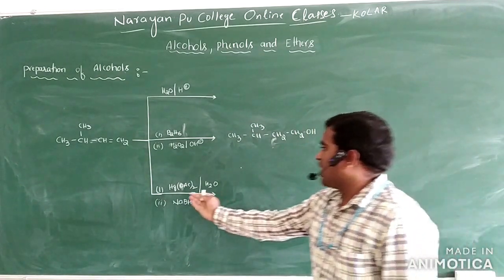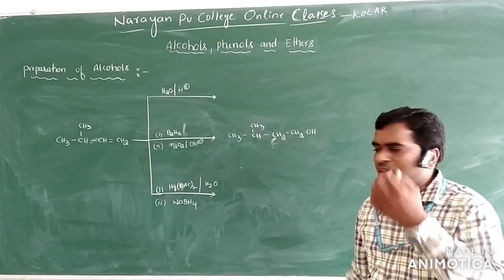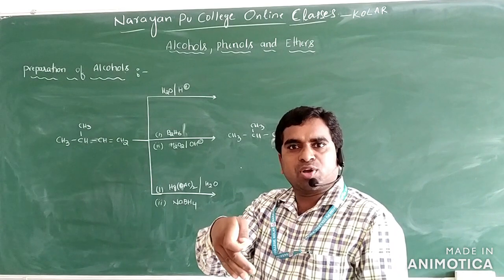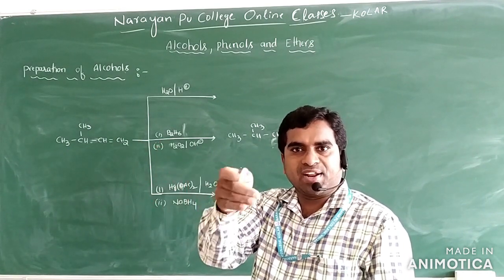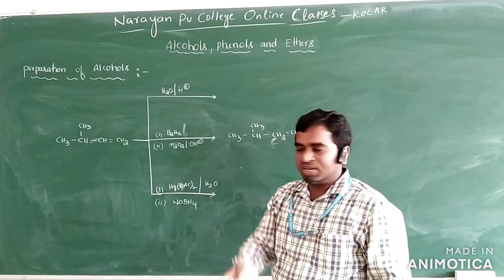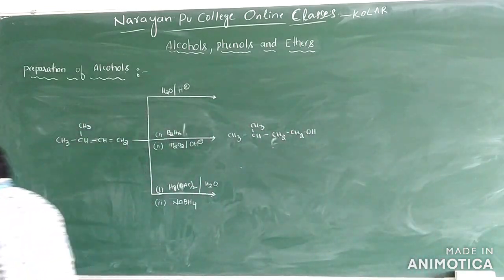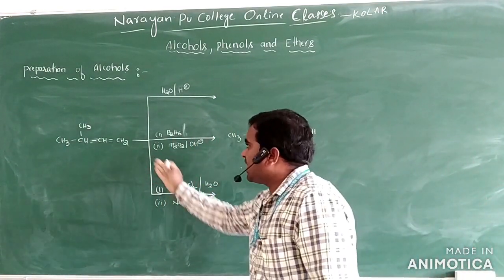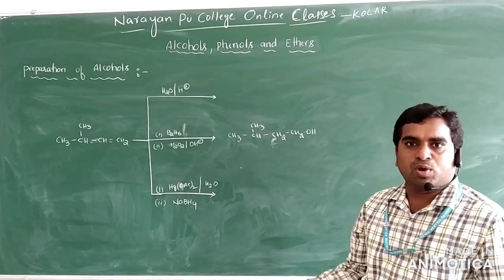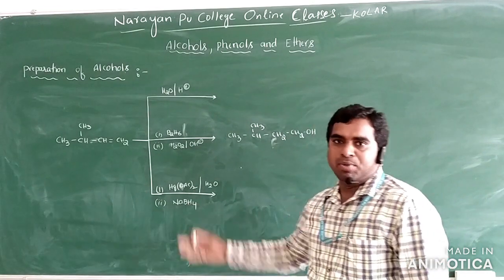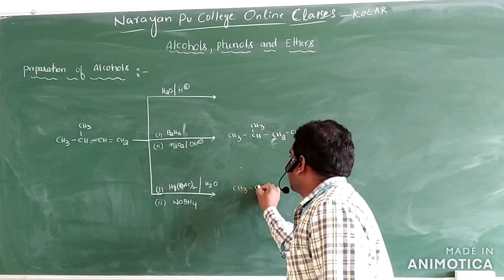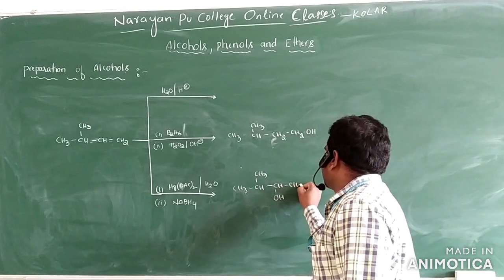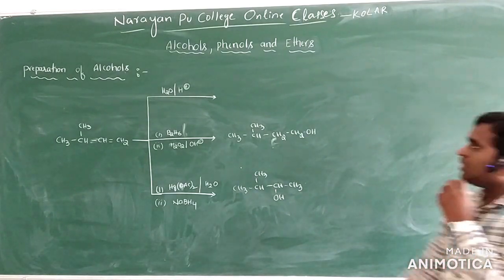Next one: oxymercuration and demercuration. Oxymercuration means, as in the mechanism mentioned in the previous video, Hg is added at one time. Demercuration means when we add the reductant sodium borohydride, mercury is removed. So how to write the final product here? Add the water according to the Markovnikov rule. That is the final product in oxymercuration and demercuration. So add the water here: CH3-CHOH-CH3. This is the product. Clear?